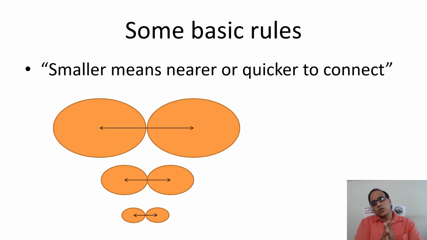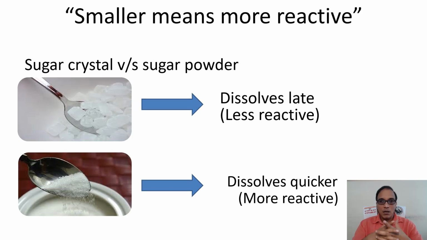Now let's see some basic rules and basic things. These are just representative figures I'm showing you. Smaller means nearer and quicker to connect. Two big football centers and the centers of two nuclei: the nearer it is, the quicker it is to contact. Smaller means more reactive. Sugar crystals versus sugar powder: the crystals may take more time as compared to the simple powder form, which dissolves quickly. It's a simple representative figure. So smaller means more reactive, a higher contact point, so the reaction will be more.